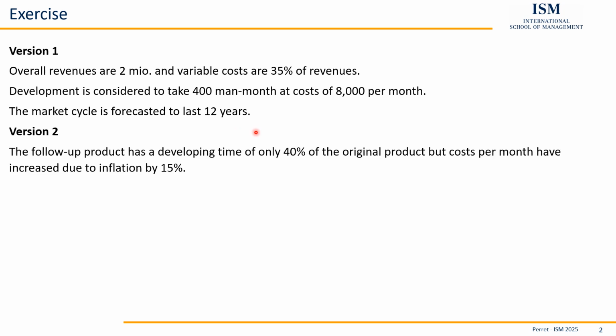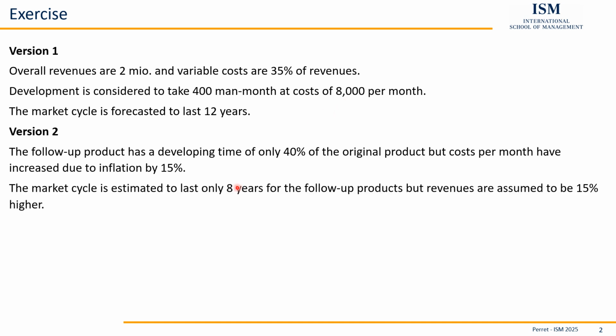For the second version, the follow-up product has a developing time of only 40% of the original product, but costs per month have increased due to inflation by 15%. So we have to adjust here the developing period to only 40%, so we can multiply this value with 0.4, but the costs have increased, so we have to multiply this cost factor by 1.15, which is an increase of 15%.